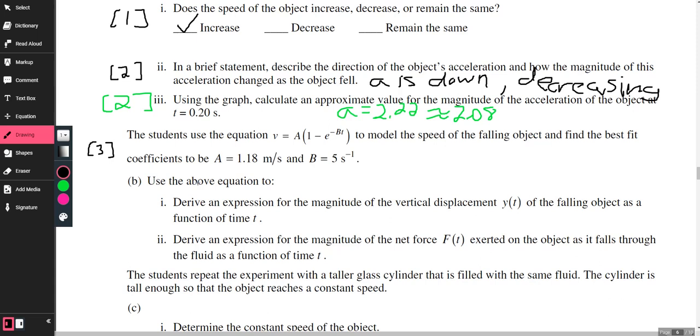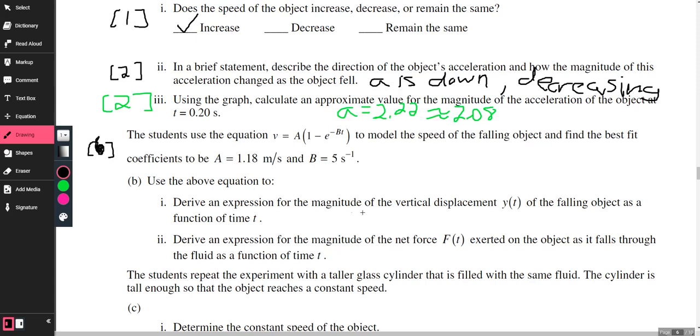So let's go through this. For this first part, actually I should correct that. Each part is going to be 3 points. So this is actually worth a full 6 points in total.